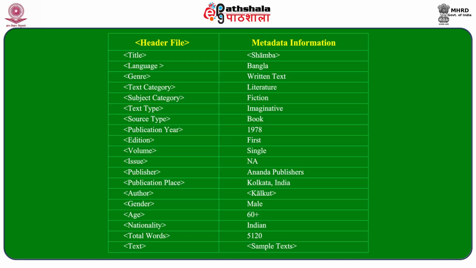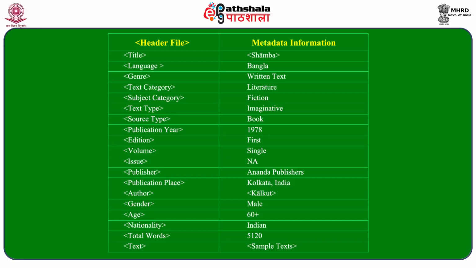So I can refer you to table number 4, the layer of metadata information that has been tagged over here. I can read it out. In the header file, there is some information. The title field stores the title of the book. Then there is language, and the particular language name is included. In the case of genre, whether it is a written text or a spoken text, that is marked.